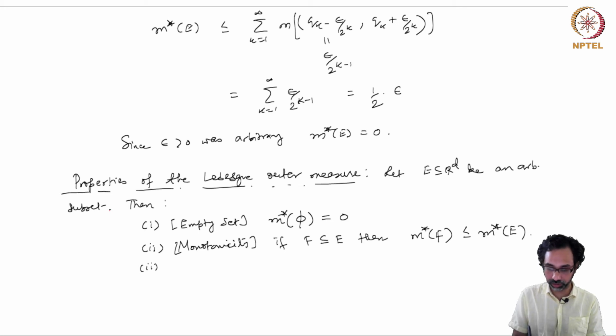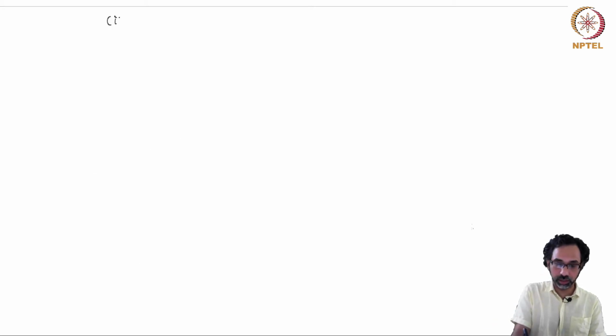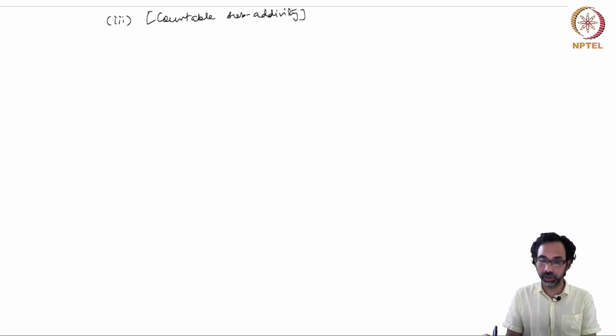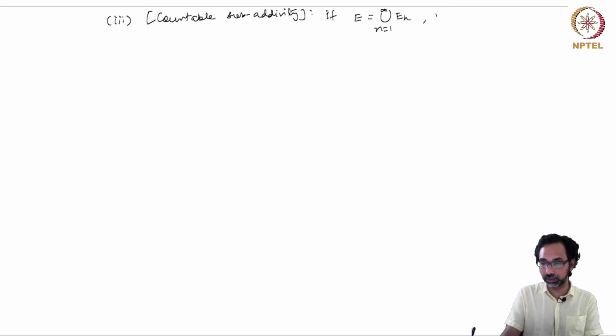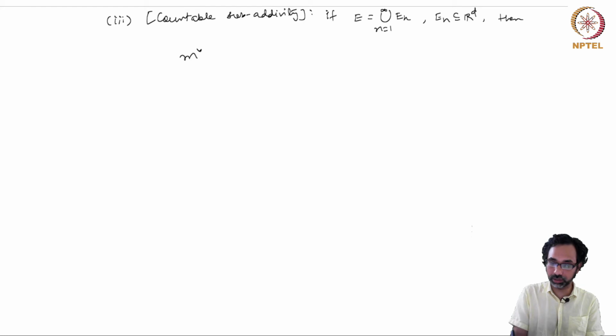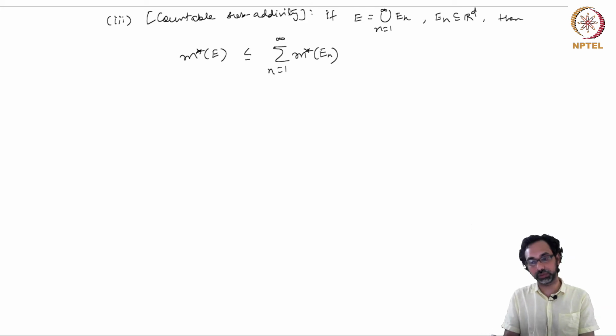And the third one is called countable subadditivity. We have seen finite subadditivity, but this one is upgraded to countable unions of sets. So if E can be written as a countable union of sets E_n, where the E_n are all subsets of R^d, then the Lebesgue outer measure of E is less than or equal to the sum obtained by summing up the Lebesgue outer measures of each E_n.